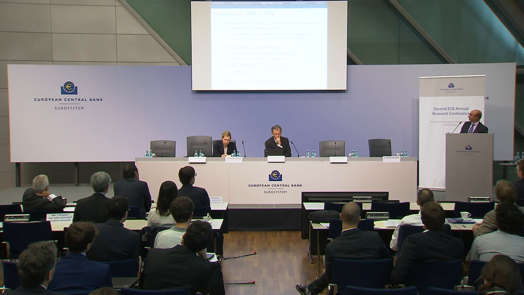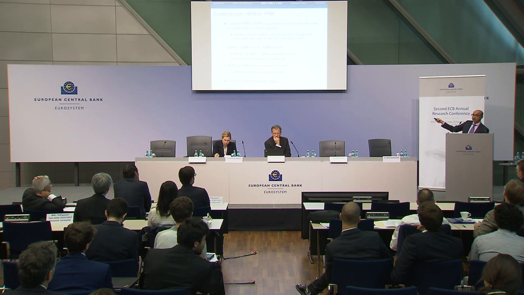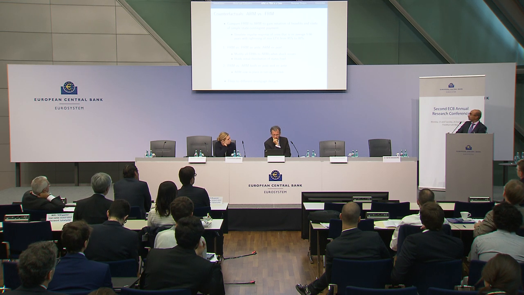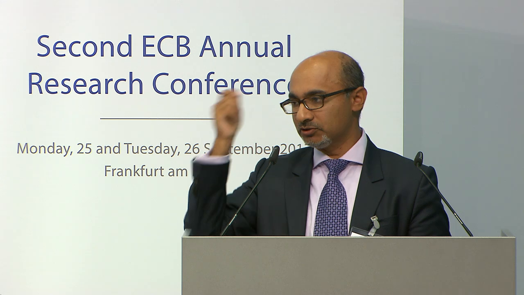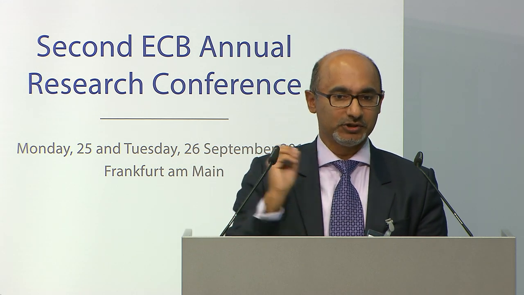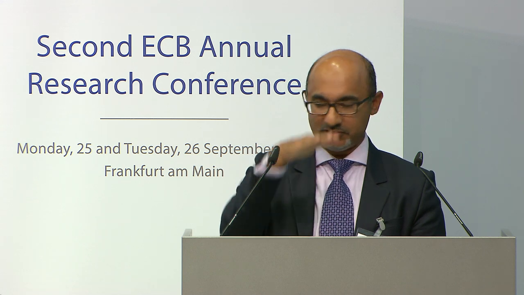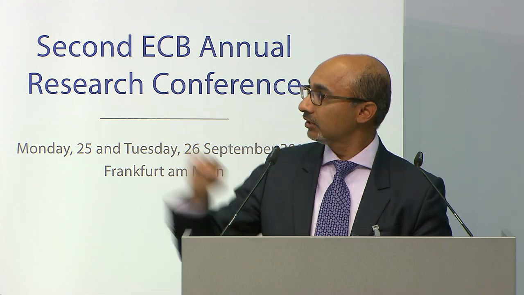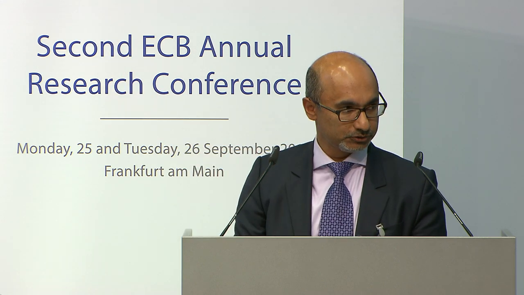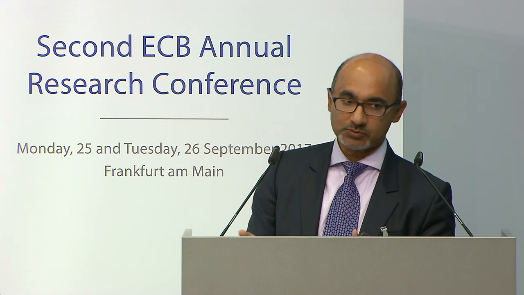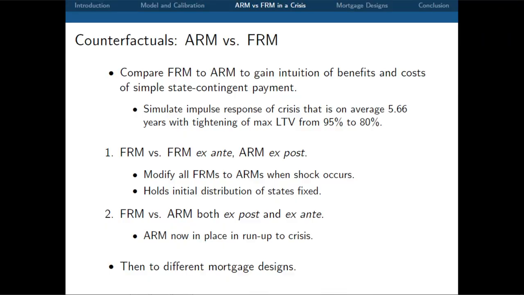Then I'm going to do a collection of exercises. The first exercise is I'm going to take everyone in the world, swap out their long-term fixed rate mortgage, and imagine that at the beginning of the crisis someone could wave a magic wand and put everybody into an adjustable rate mortgage. Why adjustable rate mortgage? Because interest rates fall a lot as we go into the recession, and so there'll be some reduction in payments. I'll show you how much that benefits households. Then I'll do other exercises where I allow people to choose adjustable rate mortgages ex ante, before a crisis, and I'll show you how that impacts welfare. And then I'll show you other mortgage designs. There are more mortgage designs in the paper that I'm not going to show you.